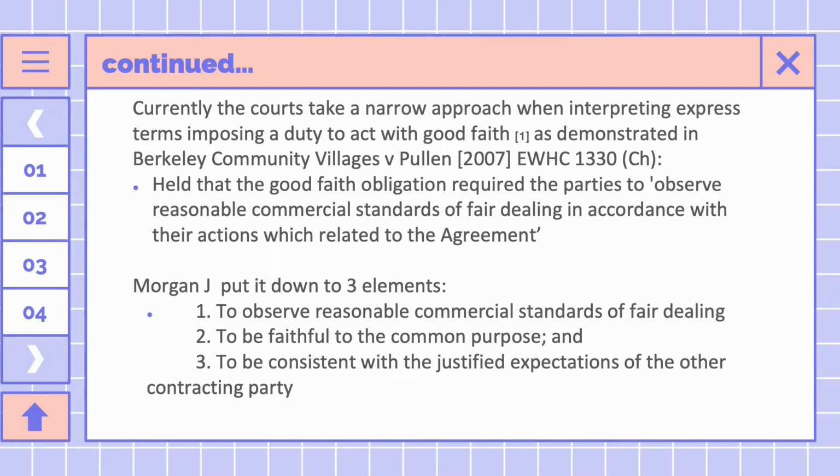And he did this by putting it down to three elements, where the parties must observe reasonable commercial standards of fair dealing, to be faithful to the common purpose, and to be consistent with the justified expectations of the other contracting party. And this is what is still currently used to apply to duty of good faith agreements.